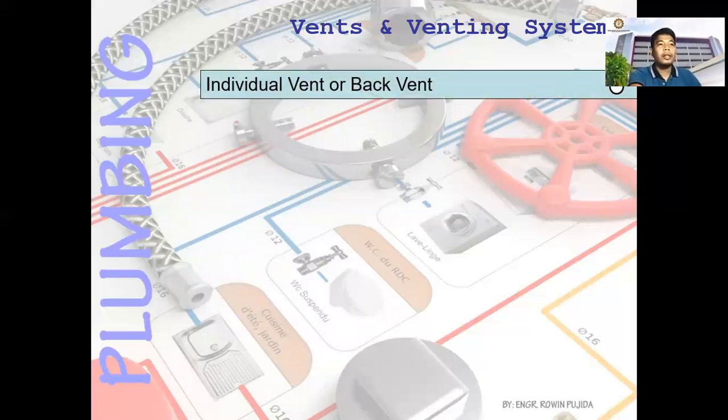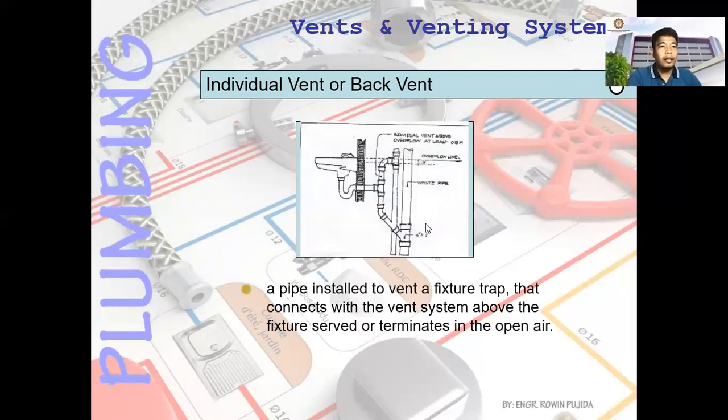Next, we have the individual vent or back vent. This is the individual vent. After the fixture, you have this P-trap connected to a T. The other end of the T is the vent, the individual vent. Individual meaning it serves only one fixture. Okay? So this is the individual vent connected to the main vent. This one, this is the main vent.